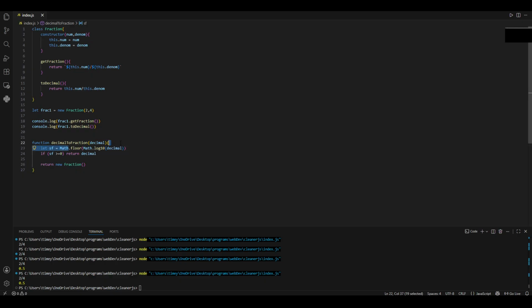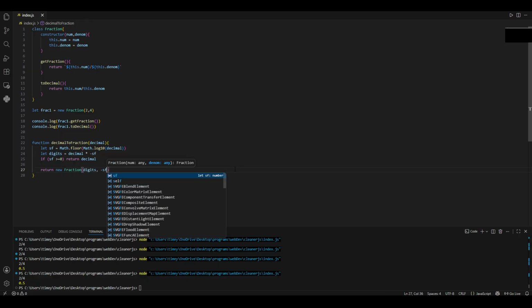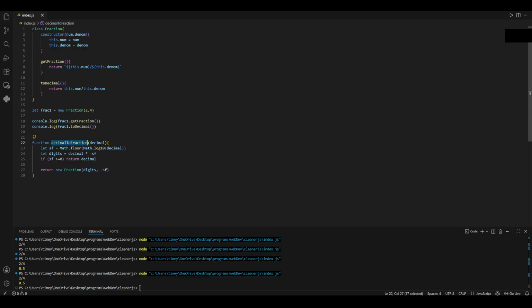and then, no, times negative f, so then this is going to be a whole number, and then all you have to do is return digits over negative s. So let's try it out. Log 2, it should say 2 over 10.